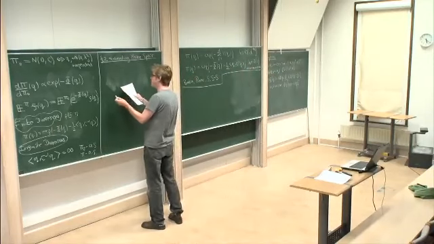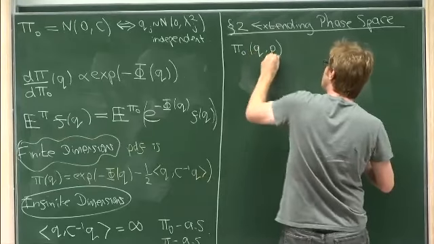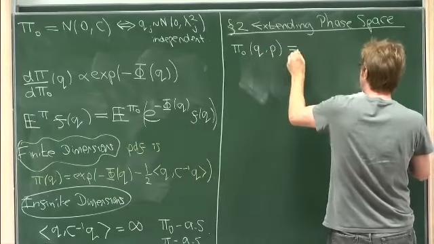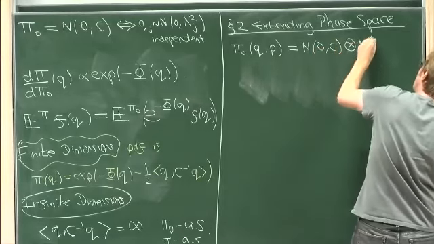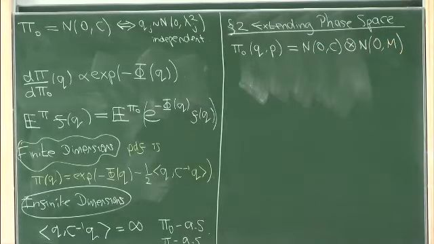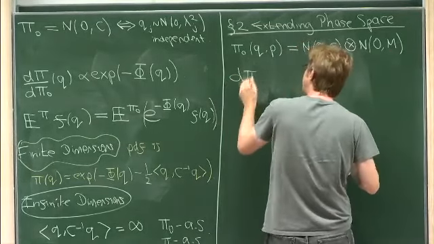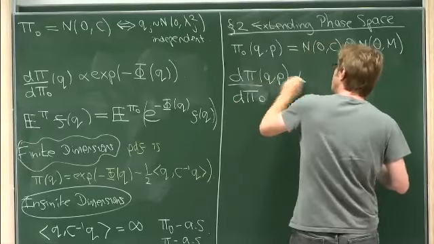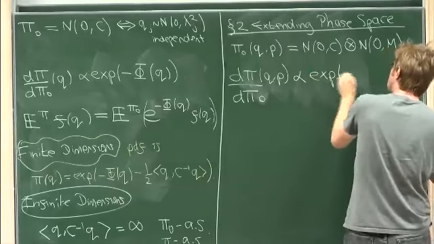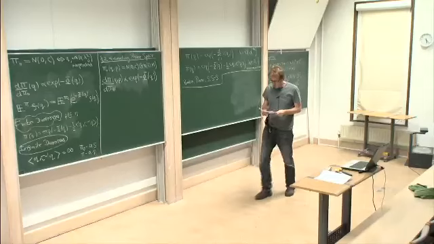So I'm going to extend the phase space in the following way. I'm going to extend pi 0 from q alone to q and a momentum p. And I'm going to make the momentum Gaussian with covariance operator, which is a mass operator. Okay? And then I'm going to extend pi to q and p in the same way that we do it here, just through e to the minus phi of q.